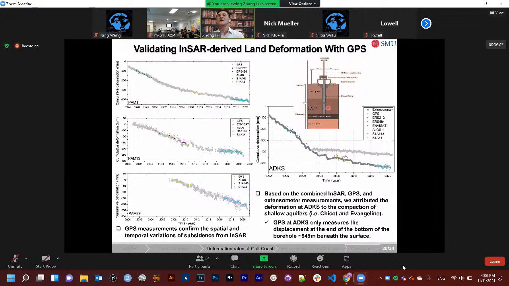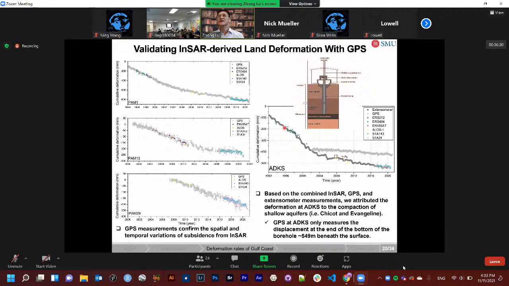Here is a very extreme case where the GPS at this site is mounted at the borehole. This is the benchmark. So in other words, this GPS measures what happened over here. So here are the extensometer measurements. This is the InSAR measurements. We measure the top part in the extensometer over here, and InSAR measures the surface.